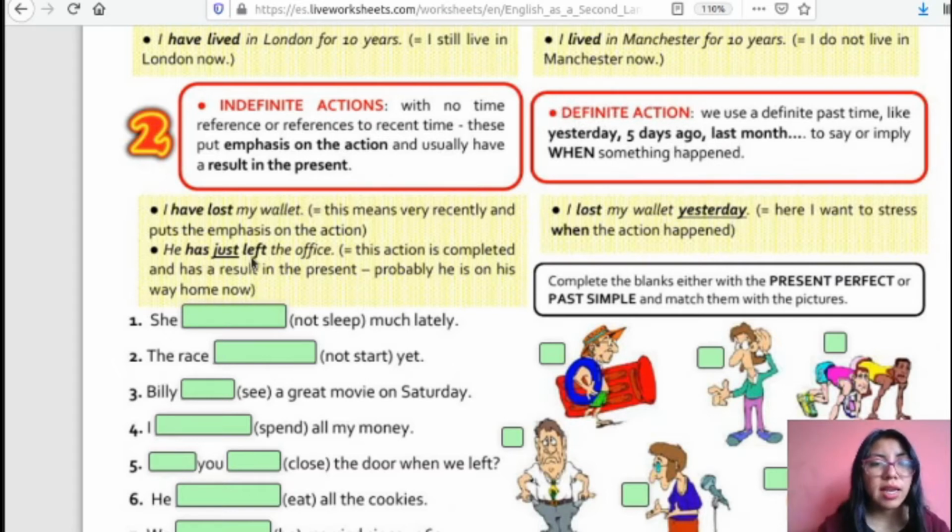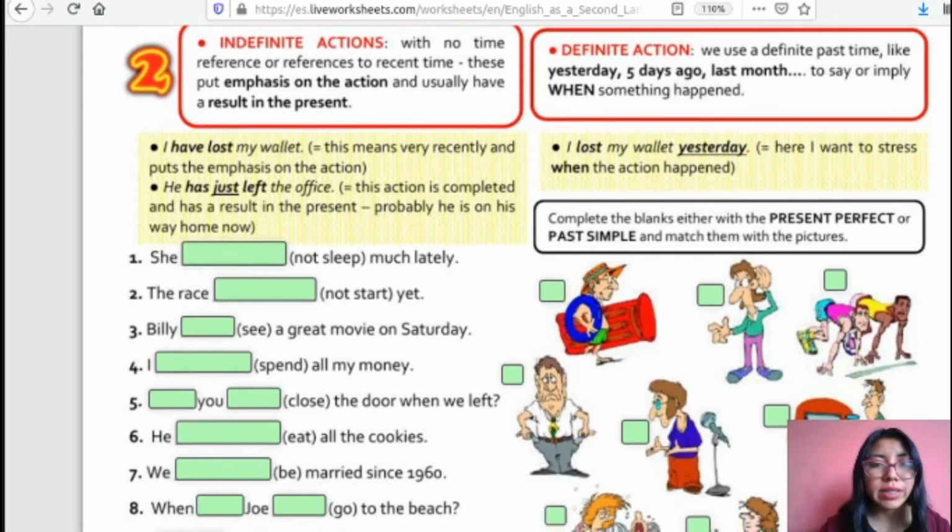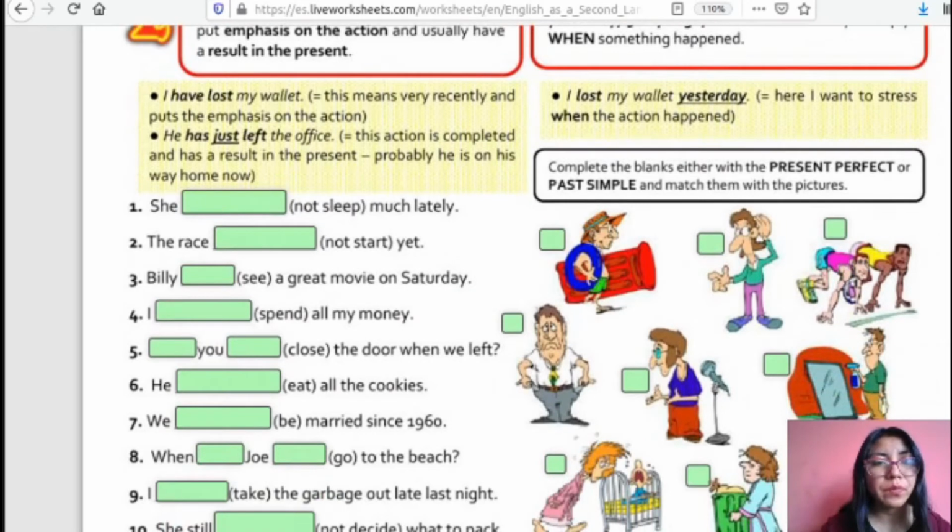He has just left the office. This action is completed and has a result in the present. Probably he is on his way home now. As I said before, we are going to use present perfect in order to connect the past to the present. He has just left the office. Okay? This action is complete and has a result in the present. Okay? In this case, I am connecting the past to the present because my action has a result in the present. Okay? So we are going to do some exercises in order to understand better.